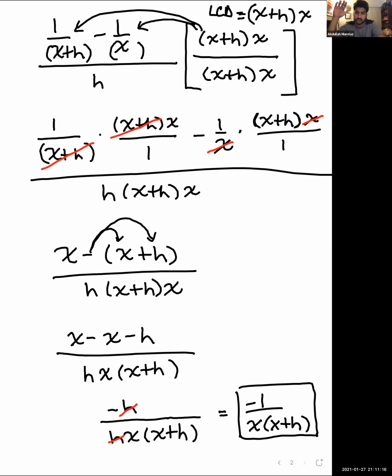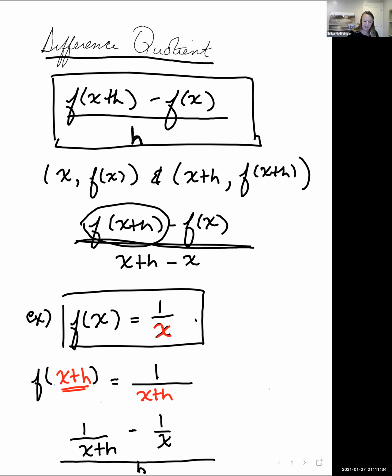Professor? So what was this question about? Oh, sorry, so this was asking us to find the difference quotient. So let me go back one page. Oh, the difference quotient. So it was asking us to find the difference quotient of 1 over x. And the difference quotient is this function.